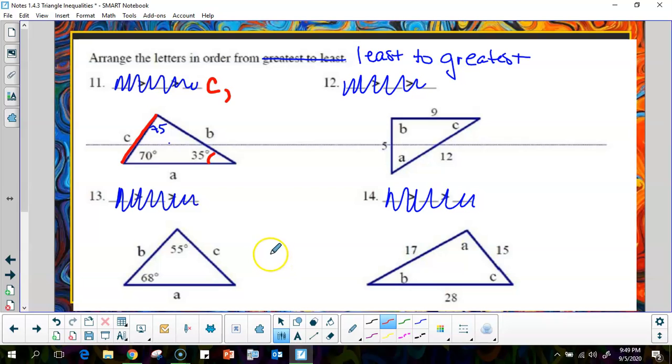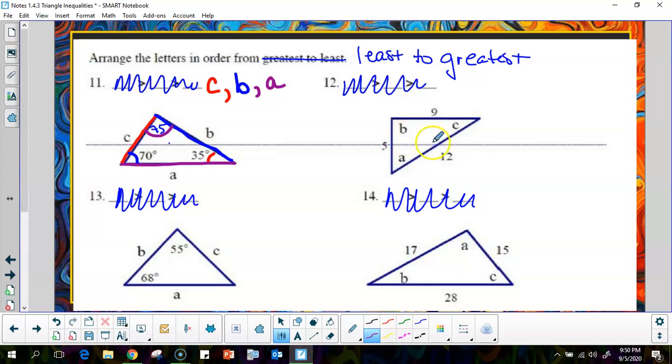That's fine. Then the next one, in order from least to greatest, is the 70-degree angle, and that goes with side B. So side B would be the next largest side. And then the 75-degree angle is the longest one, so that corresponds with side A. So side A would be the longest side. Okay.